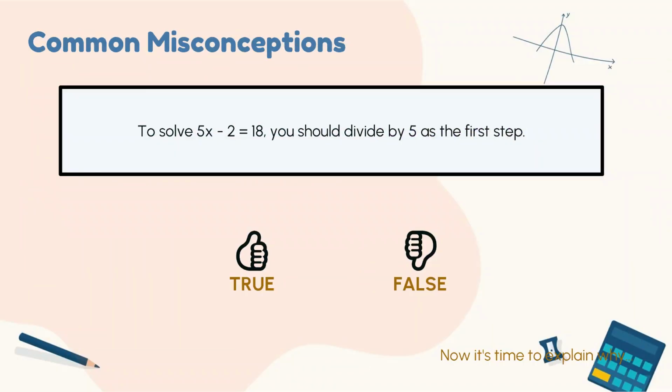Let's look at a common misconception. The statement says, to solve 5x minus 2 equals 18, you should divide by 5 as the first step. Is that true or false? Pause the video and think carefully. Remember, with two-step equations, we usually undo addition or subtraction first to isolate the term containing x.